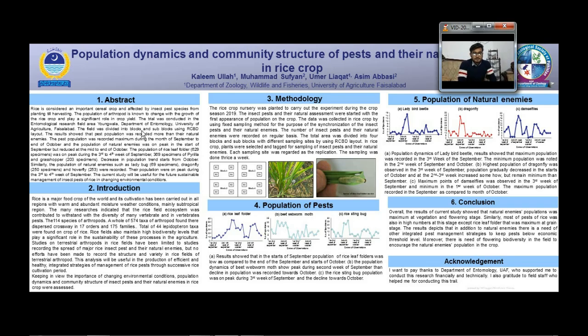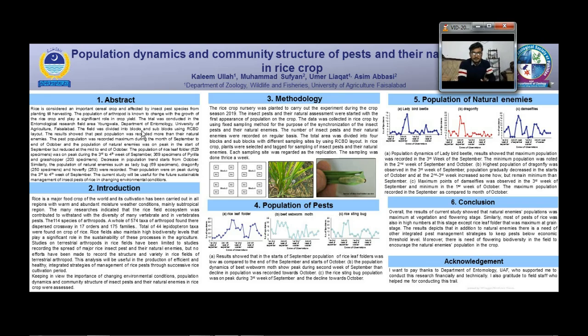The results showed that the pest population recorded was higher than that of their natural enemies. The pest population was recorded at maximum from September to the end of October, and the population of natural enemies was at its peak at the start of September but reduced from mid to end of October.